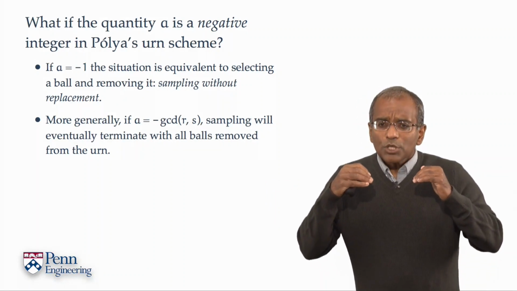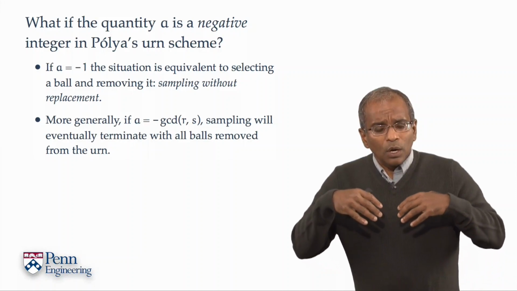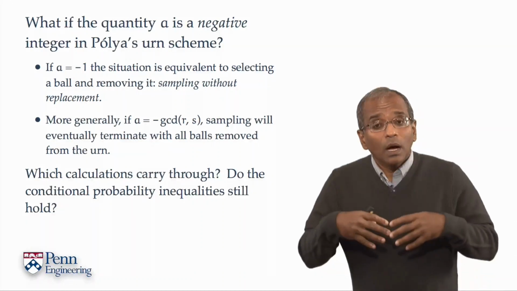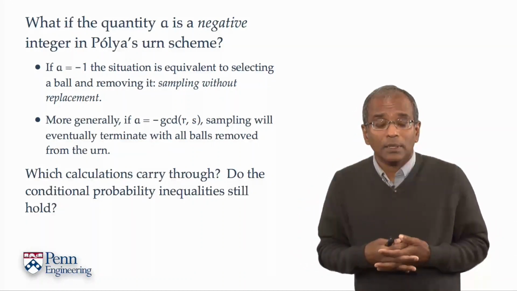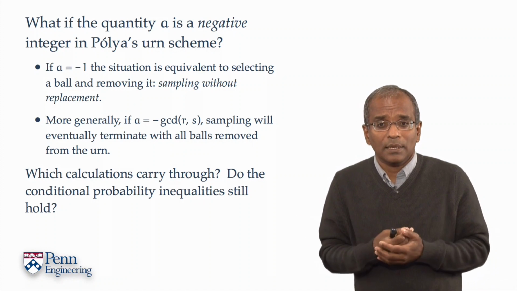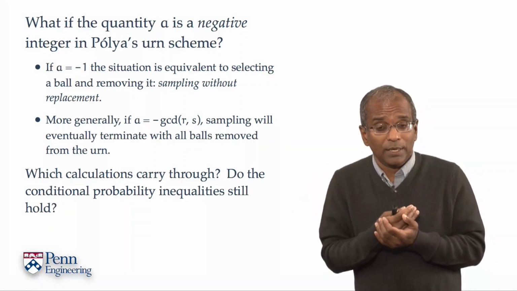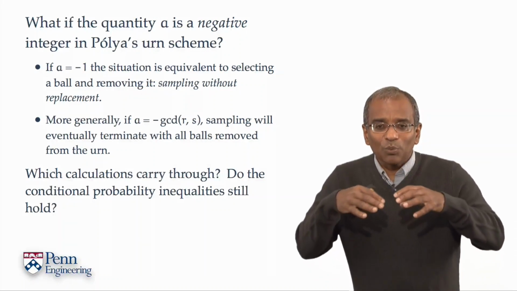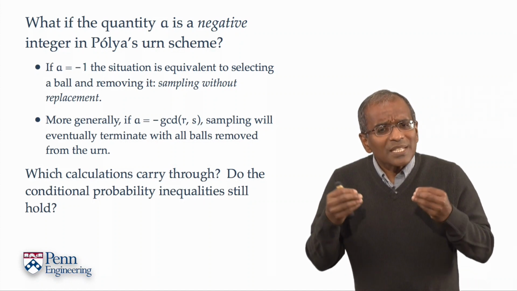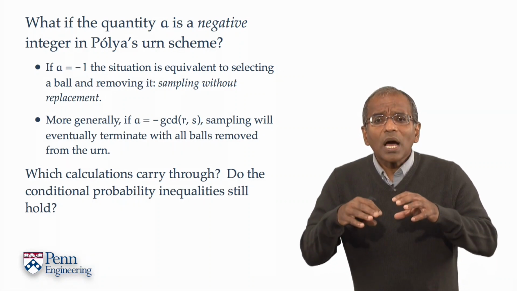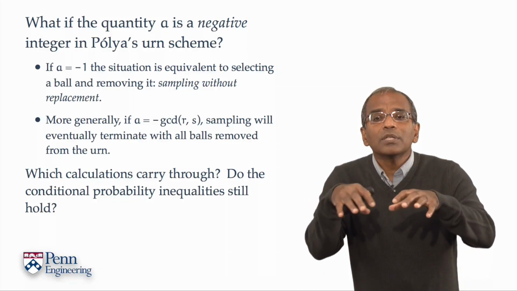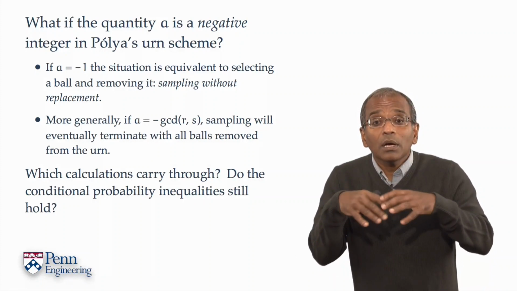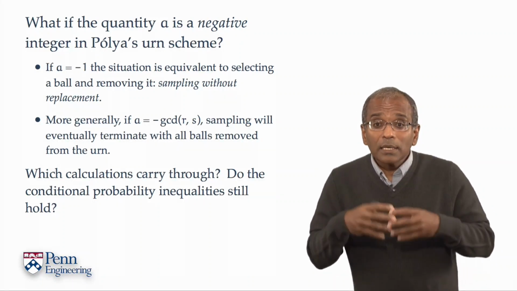Now the student should go back and ask, are any of the calculations that we have done compromised? Do the calculations generally work? How far does the tree extend? Is it now an infinite tree or is it a finite tree? Do the conditional probability inequalities that we derived still hold? What other application domains could this kind of extension fit into? Well, these are all profitable directions for inquiry, and I'll let you think about them.